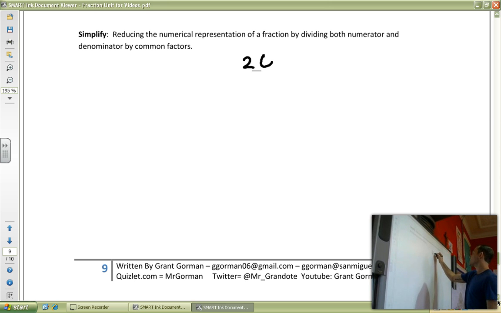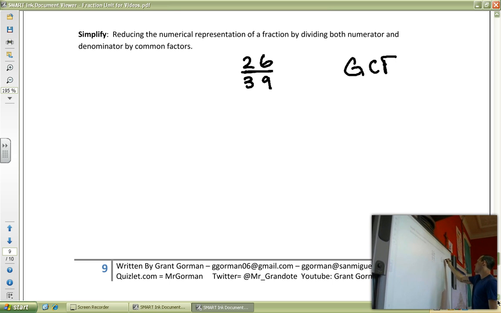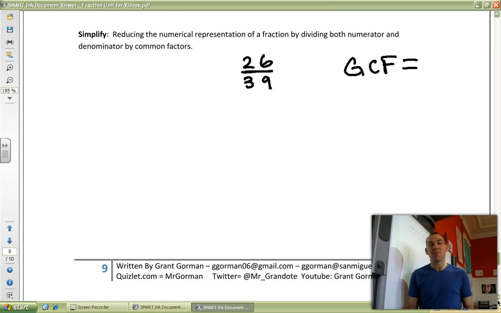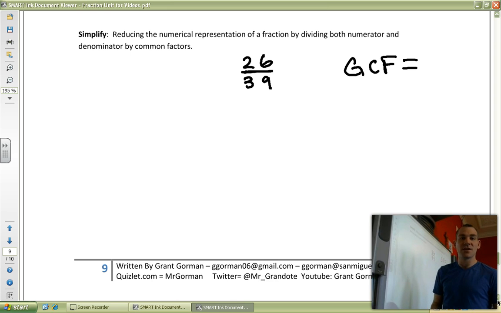So when you get an answer to an addition or a subtraction or multiplication or division problem with fractions, you're going to end up with something like 26 out of 39, let's say. Okay. Now what you're going to do to simplify is divide by a common factor. I always suggest that we use our greatest common factor because that way we can do it in one step. Again, finding greatest common factor is going to be in lesson 3's video, so please go back and watch that if you can't do that.